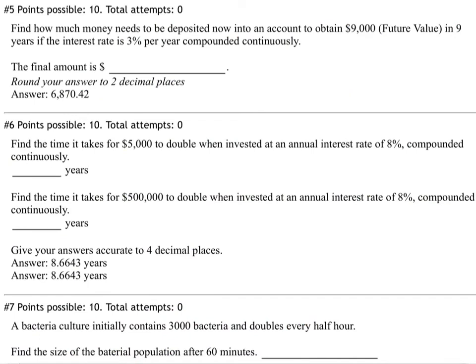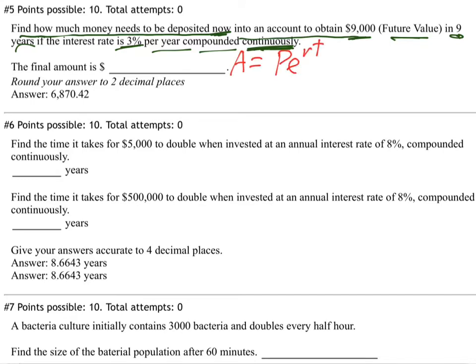Number 5, find how much money needs to be deposited now into an account to obtain $9,000, future value again, in 9 years. If the interest is 3% per year compounded, there's that big word, continuously. So whenever they say compounded continuously, we know we use the PERT formula, right? The littler one, PERT. And so the amount in the future is the 9,000. That's over here. The A is the 9,000. We don't know the P. The interest rate is 3%. Right there, 0.03.